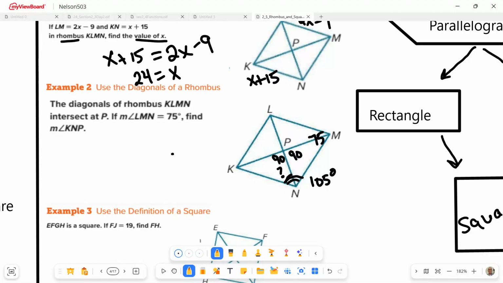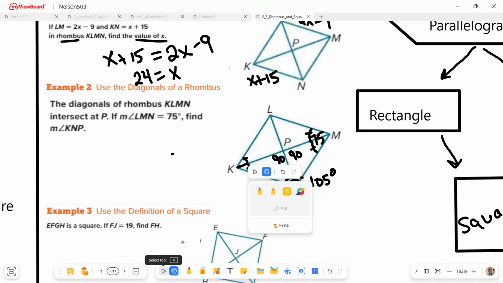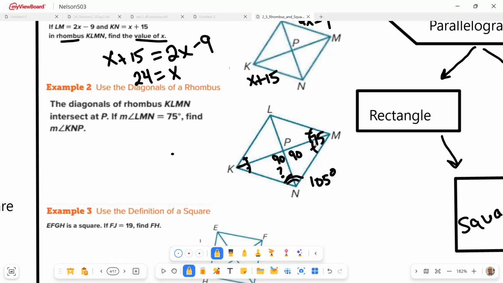I think a problem like this is a little bit misleading, but it looks to me like this is the angle bisector. So this angle here is equal to this angle here, and this angle up here is equal to this angle right here. You might say, how do you know that, Nelson? Well, I guess based on the way it looks, I'm going to assume that is true. So if this one's equal to this one, then this angle right here is 37.5, because that's half of 75, right?